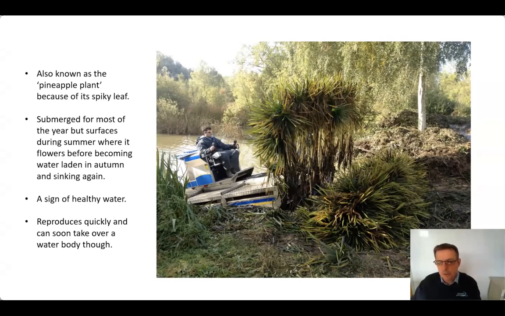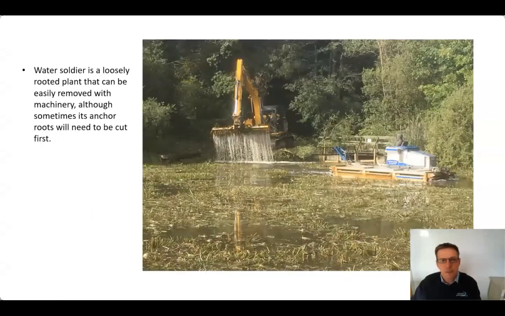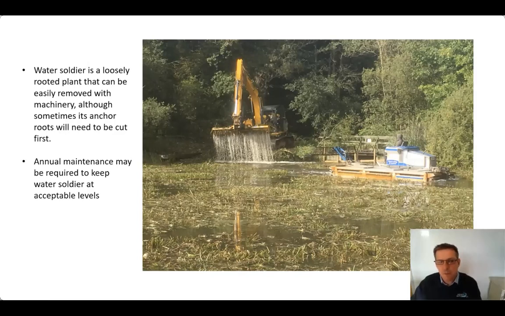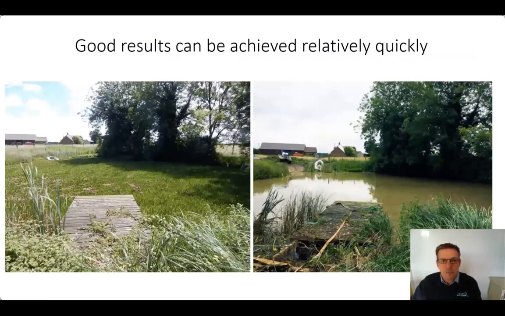It's a loosely rooted plant that can be easily moved with machinery, although sometimes its anchor roots will need to be cut first. Annual maintenance may be required to keep this at acceptable levels, but remove this in the summer when the majority of the plants are on the surface. Very large volumes can be expected, so additional machinery may be required to move it away from the bankside. But good results can be achieved relatively quickly. This here was a pond, and this was all cleared in a day.